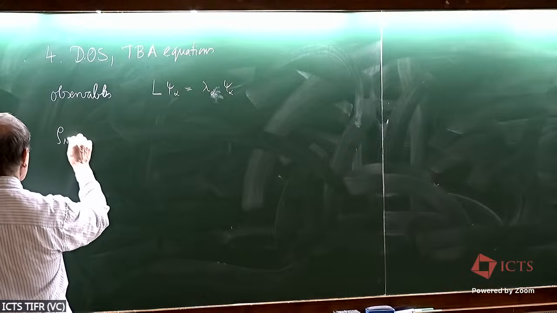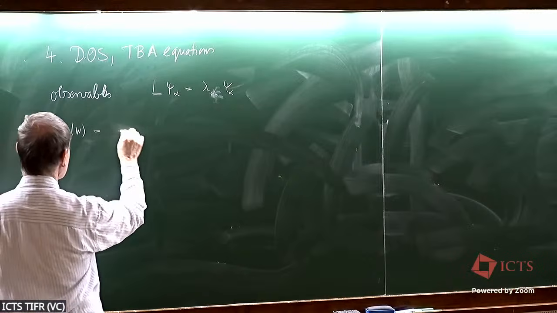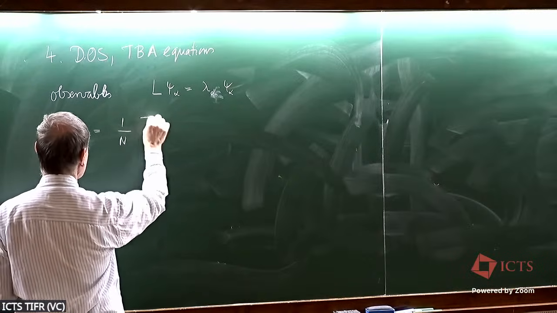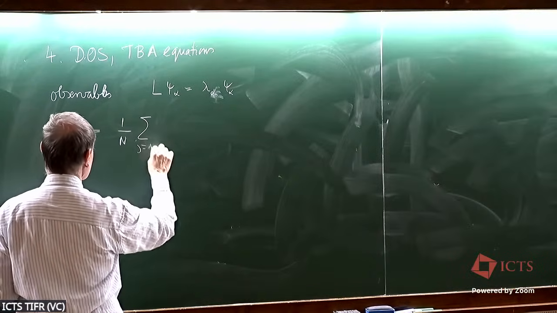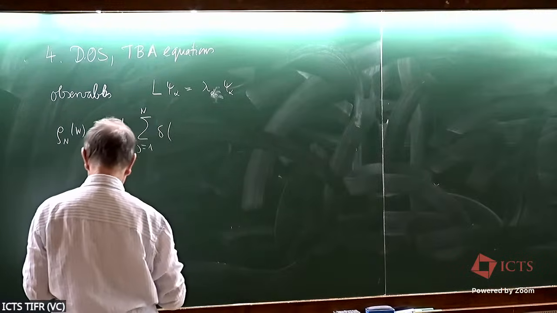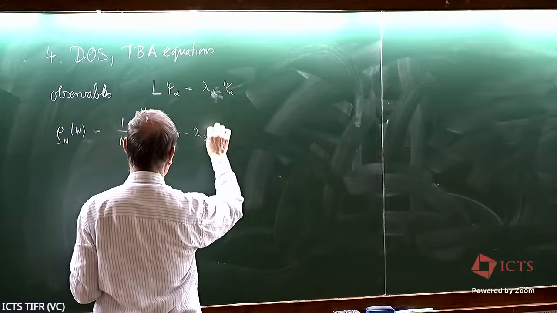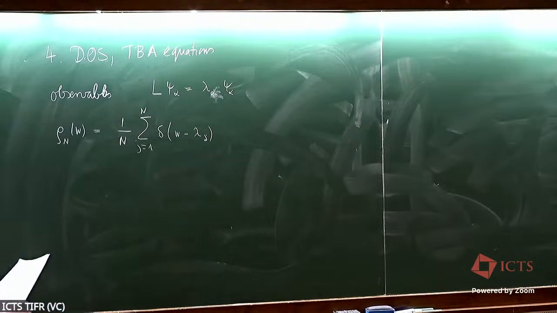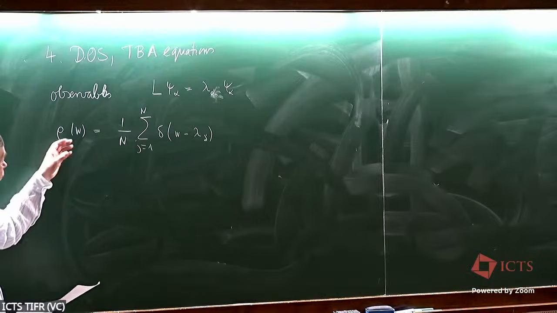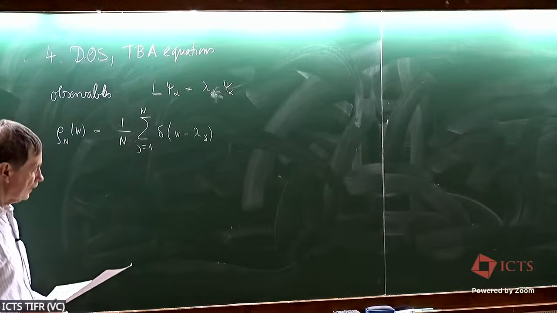DOS. I put here an n, so at the moment I'm still looking at a finite number. I take 1 over n, the summation j equals 1 up to n, and then I just add a delta wherever I have an eigenvalue. So this is the conventional definition of density of states, right? It's normalized to 1, and each spike has weight 1 over n.